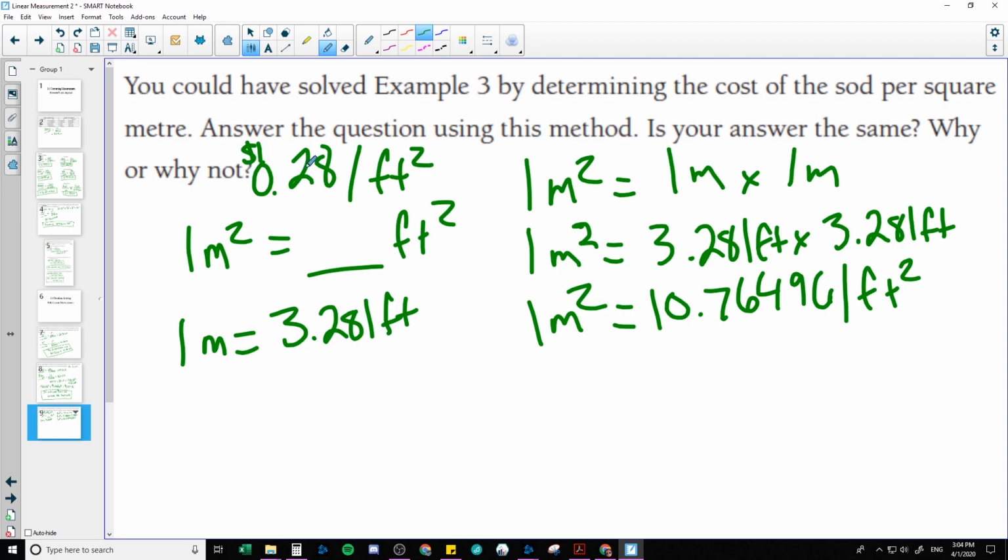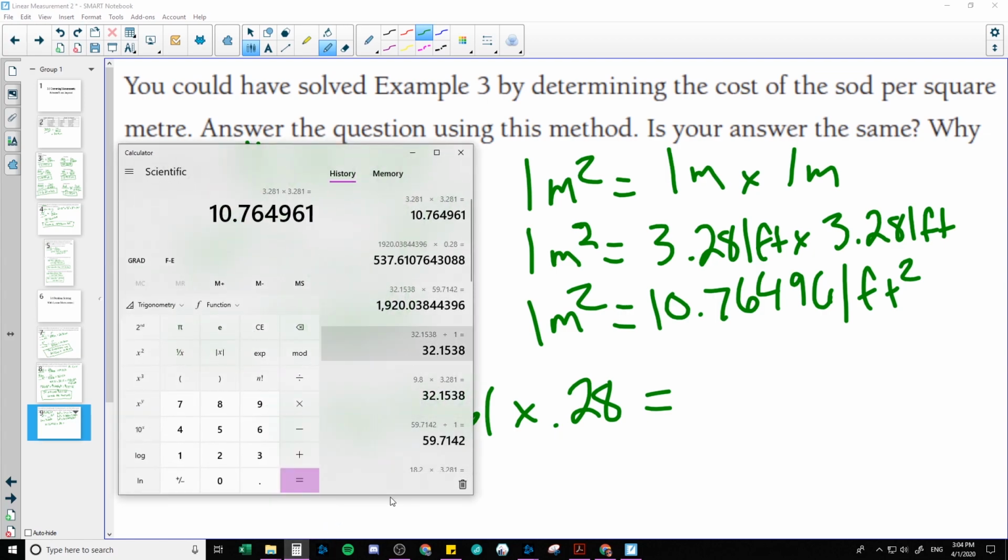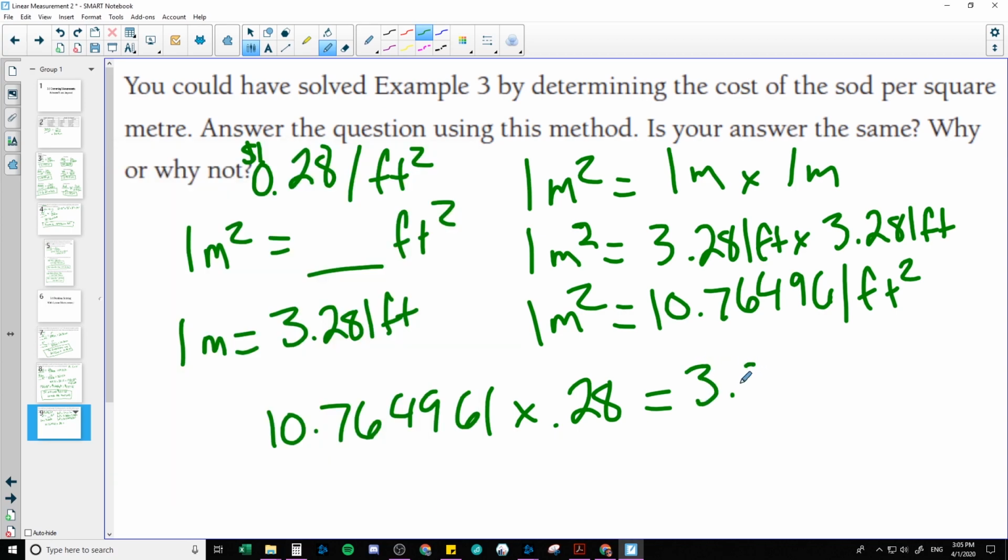So if it was 28 cents per square foot, now we're going to take how many square feet it is, 10.764961. We're going to times that by 28 cents to get our amount per meter squared. So times this by 28 cents gives us $3.01 roughly per meter squared. Okay, this is how much it costs per meter squared.